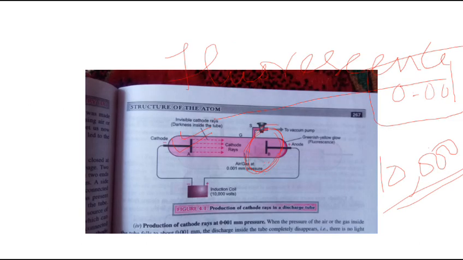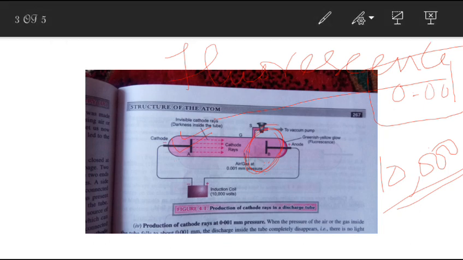So you will remember in short that at first the voltage applied was 10,000 volts and pressure was normal, but at normal pressure the gas will not conduct electricity. It is a poor conductor of electricity, that means no current flows in this discharge tube.